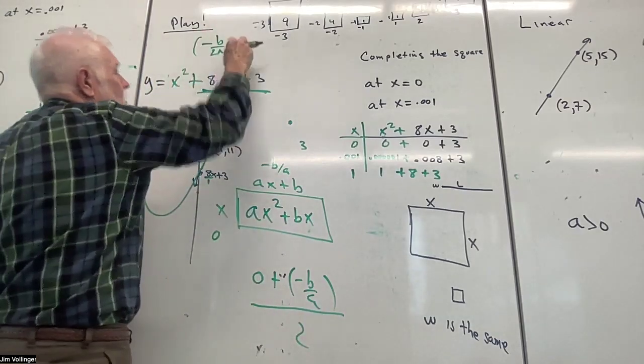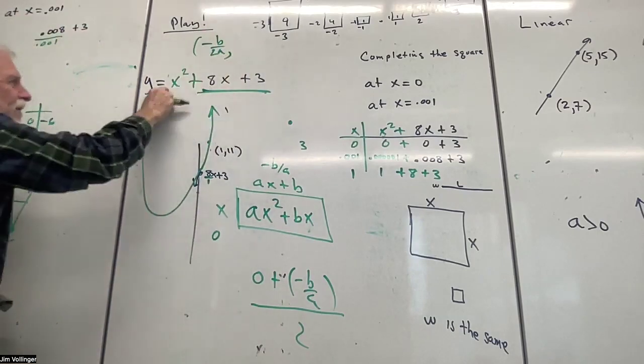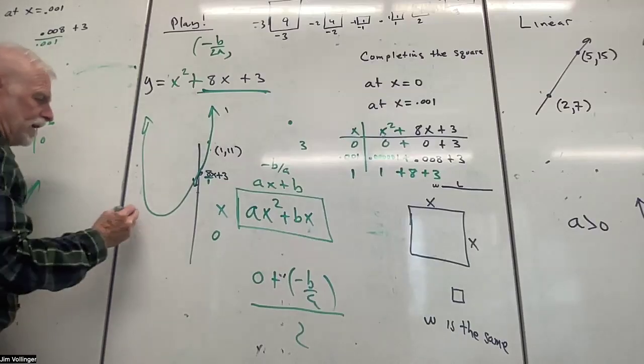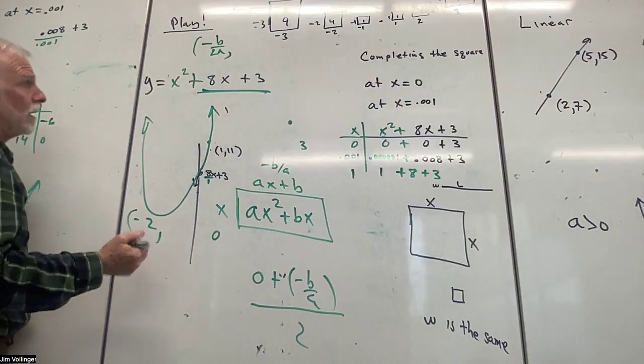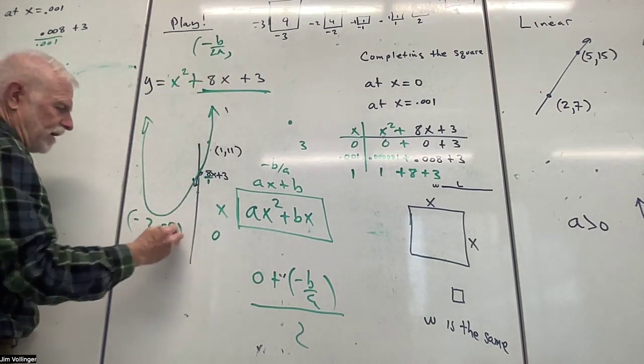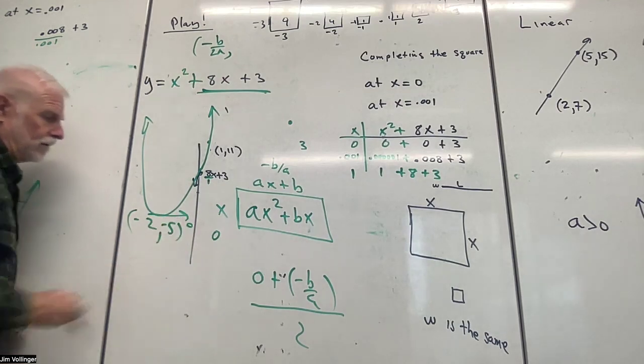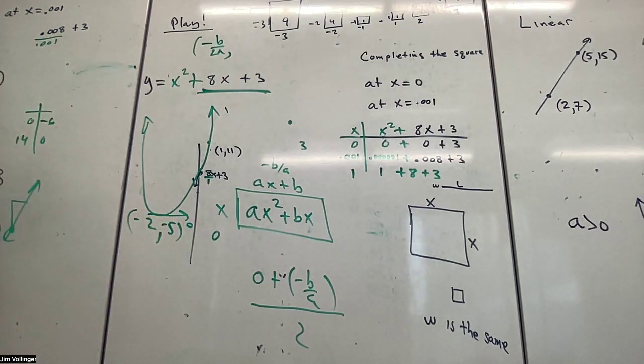And then you plug in minus b over 2a into the equation to find the y. And that's not hard. Minus 8 over 4, negative 2. And if you put negative 2 in, negative 16 minus 8 plus 3, you get minus 5. And I know the slope here is 0. Now, how do I know the slope there is 0?